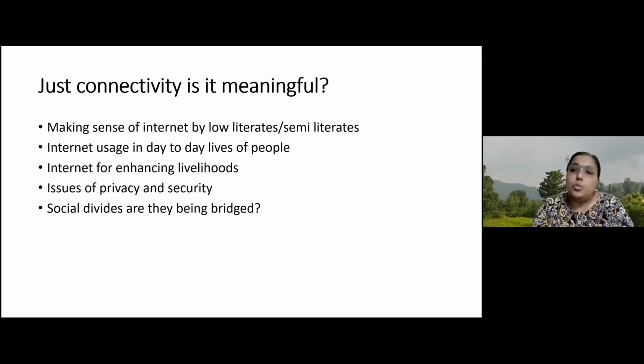Then come the issues of privacy and security, because they don't know how to deal with giving out passwords and things of that sort. So their privacy and security is infringed upon, and they don't have any idea about it. And of course, what about the social divides? Does just enabling connectivity bridge the gender divide? Does it bridge the caste divide, the class divide in India? Such are the questions that come into our minds when we enable just connectivity.